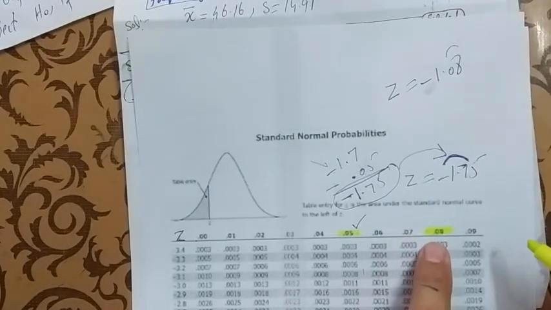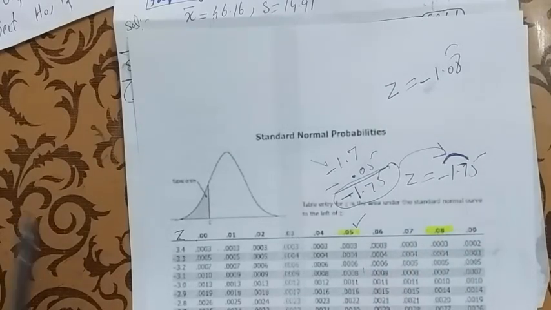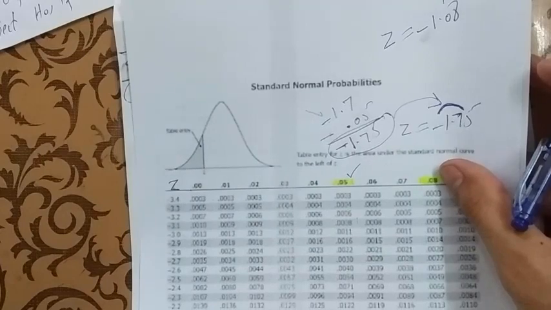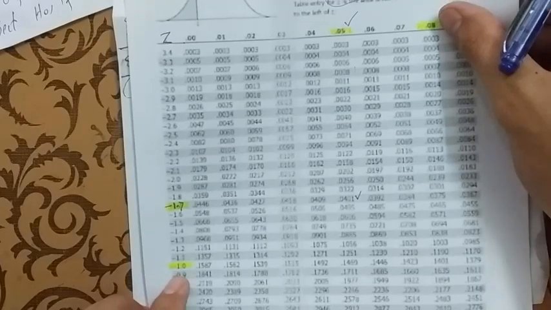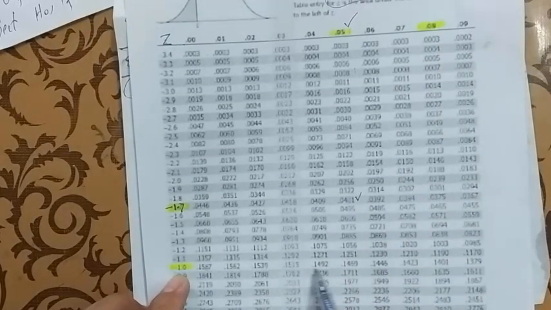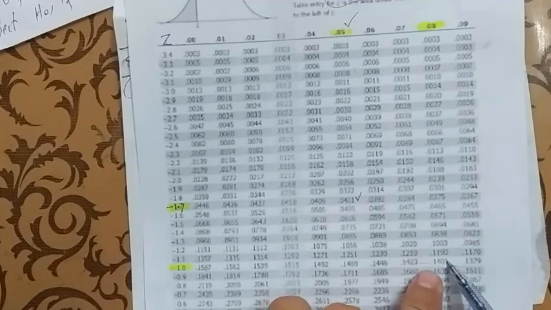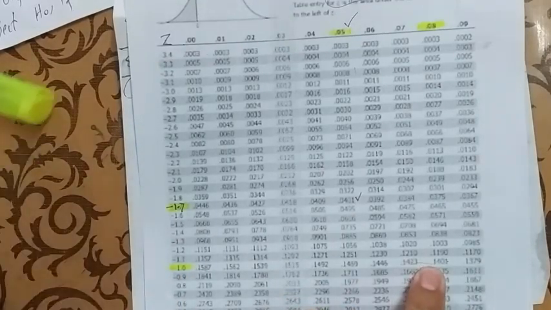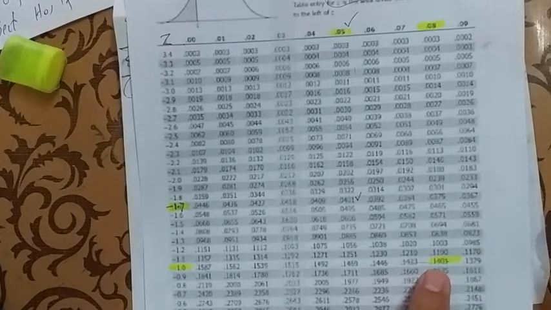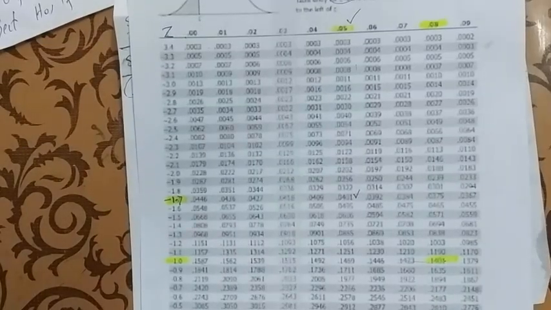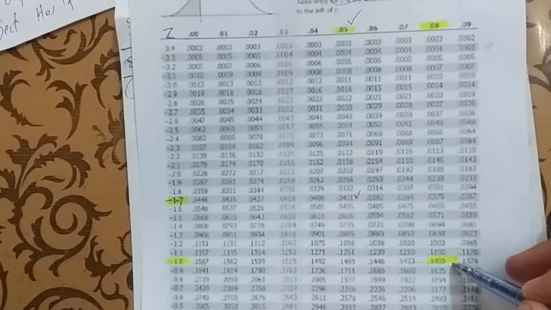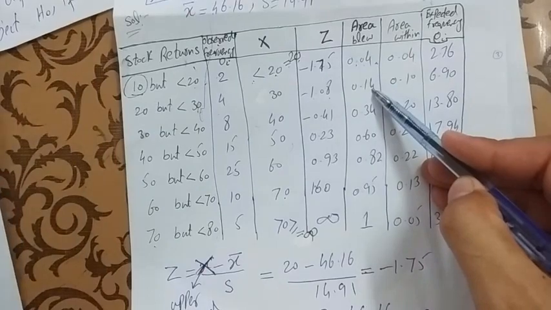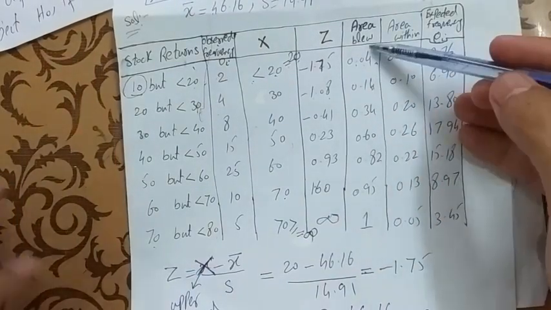Now we find the corresponding value between 0.08 and our row minus 1.0. This is the corresponding value, and this value is equal to 0.1401, and I write this as 0.14. Understand?